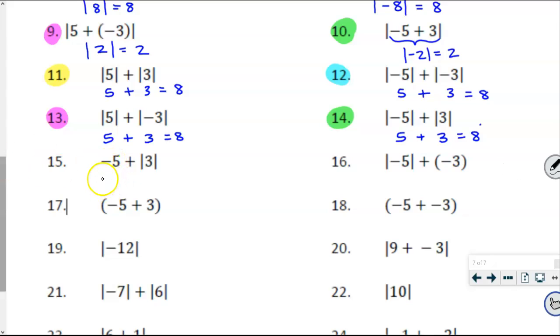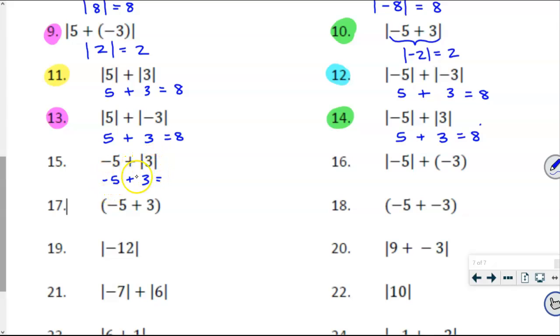All right, now that you had a chance to look at them, let's go over them together. Talk me through number 15. What would I do? Looking for hands here. Lots of hands. Not enough hands. Tanner. Good. Very good. Negative 5 doesn't have an absolute value around it, so it stays negative 5.